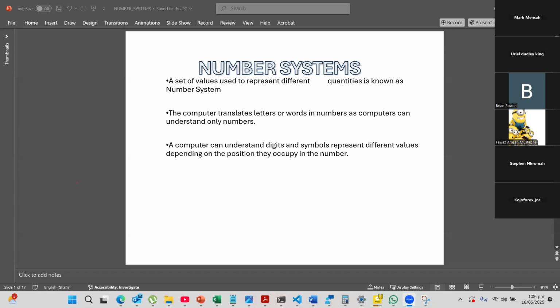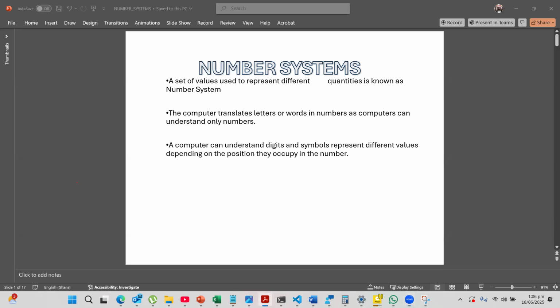So, the number system is what we are going to discuss. In our discussion of the number system, we are going to look at decimals, binary, and hexadecimal numbers, and we are going to briefly discuss what these types of numbers are and how we can utilize them in the things we are going to do later on.